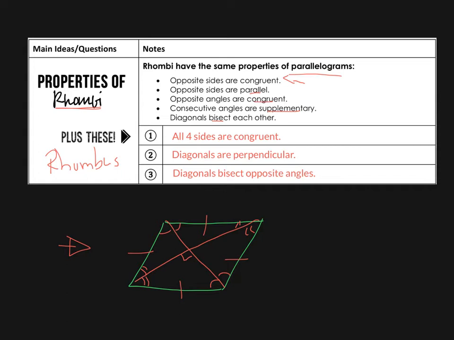So there we have it. The additional three pieces for a rhombus are that all four sides are congruent, the diagonals are perpendicular, and the diagonals bisect the opposite angles. Now let's not confuse the additional piece about rectangles, how the diagonals are congruent. That's not the case for rhombi. It would be these facts from parallelograms plus these three. All right, let's move on.